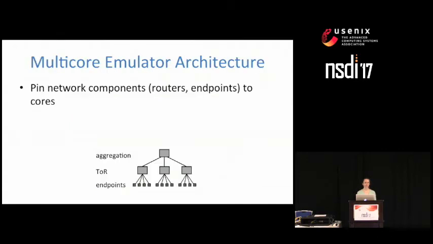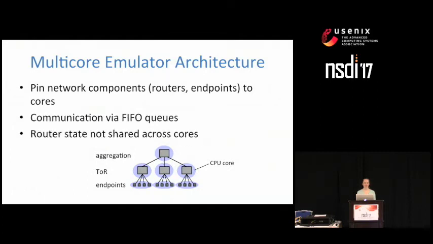To enable useful experiments, the emulator must provide high throughput. To achieve this, the emulator runs on a multi-core machine and uses additional cores to scale throughput with the size of the network. Our multi-core architecture leverages the fact that network topologies are naturally distributed. We pin each emulated network component, such as a router or a group of endpoints, to a core. Abstract packets then flow between different cores via FIFO queues. With this architecture, router state is never shared between cores, and cores only communicate when their network components have packets to exchange.